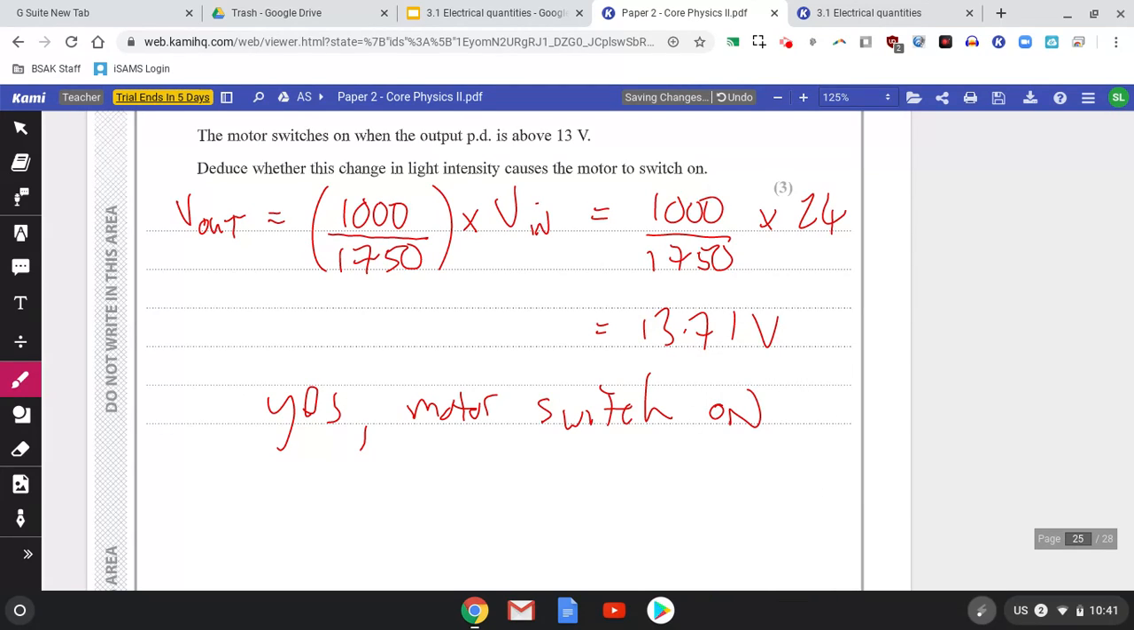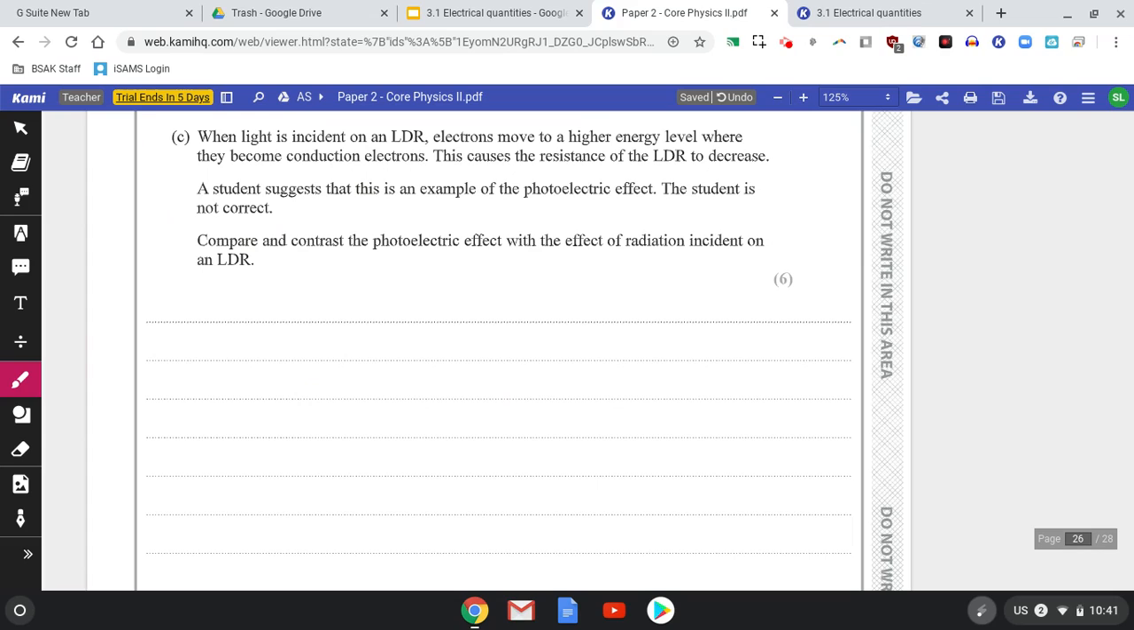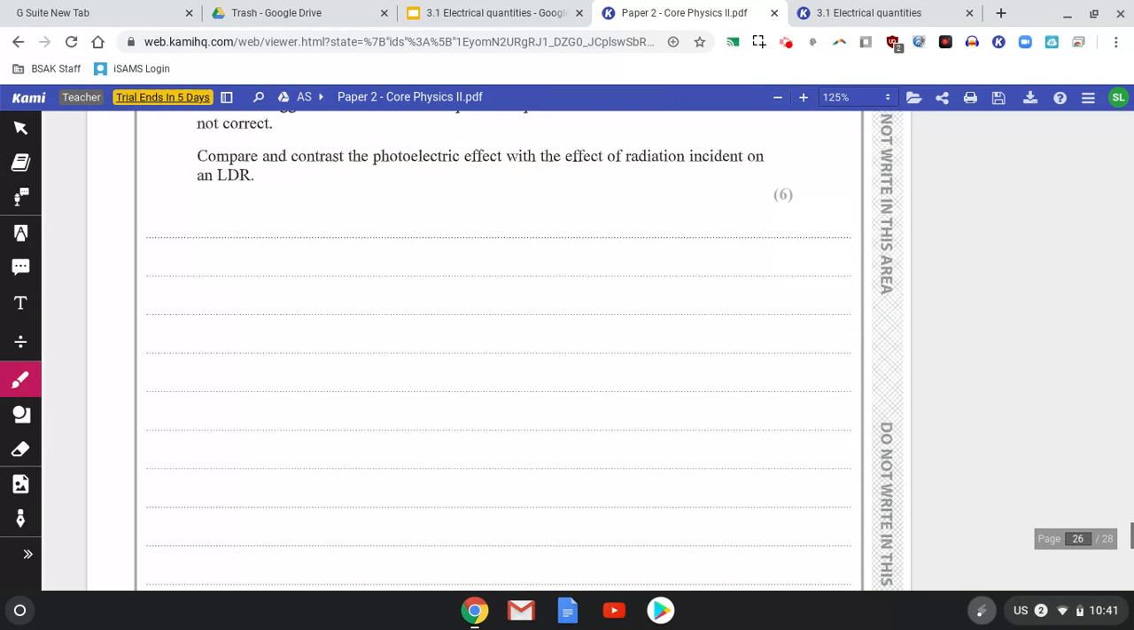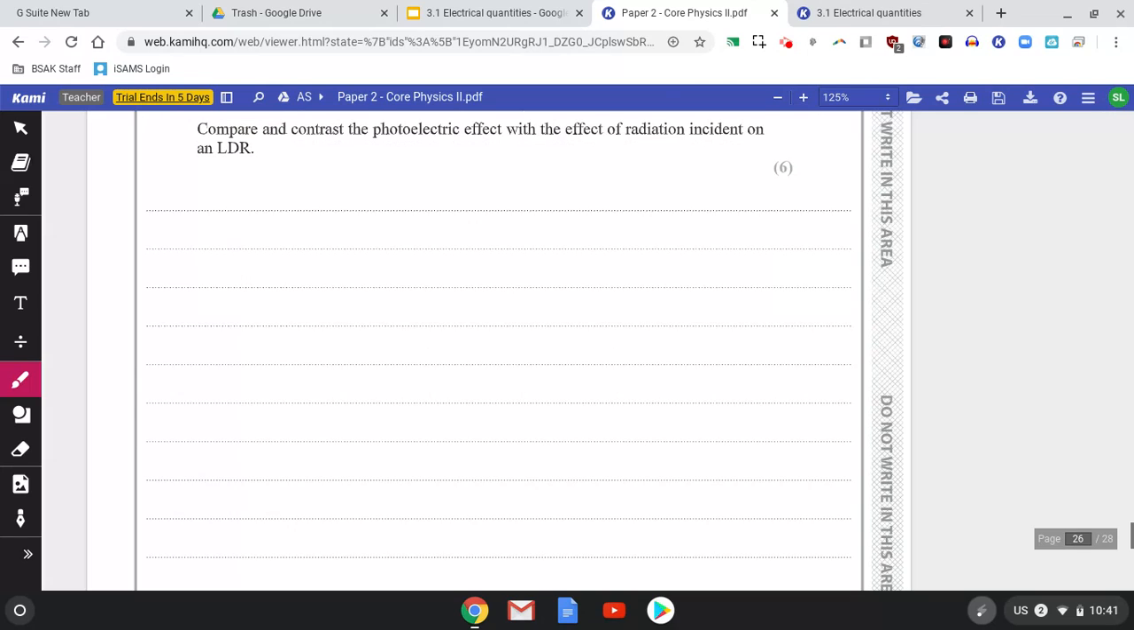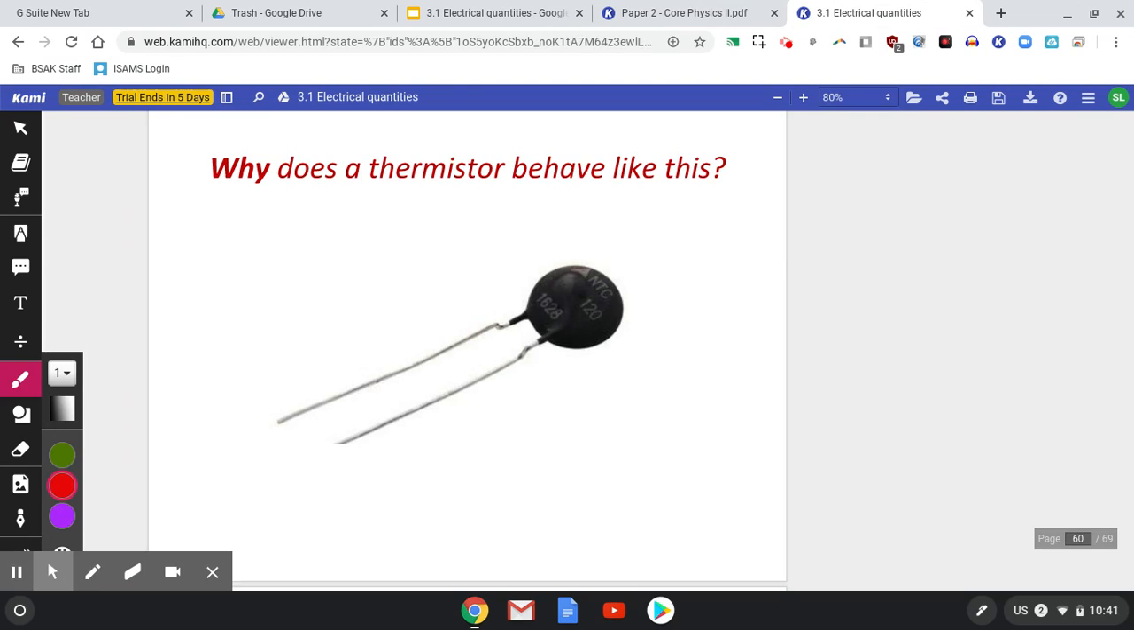Finally, when light's incident on the LDR, electrons move to a higher energy level where they become conduction electrons. This is because the light causes the resistance of the LDR to decrease. The student says this is the photoelectric effect. No, it's not. The student's incorrect. We have to compare and contrast the photoelectric effect with the effect of incident radiation on the LDR. It is similar, but that's what we need to talk about.